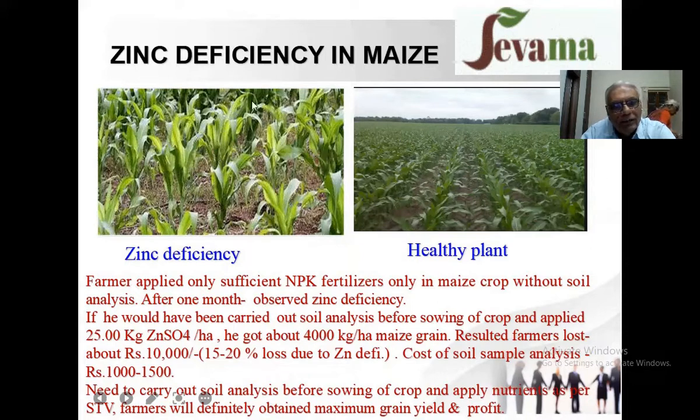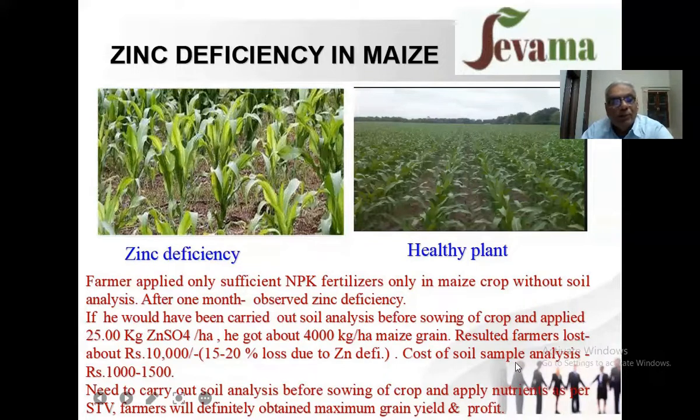Here the farmer has not carried out the soil analysis, and he has found deficiency a month after the sowing of the maize crops. The farmer applied only NPK fertilizer in maize crop without soil analysis, as per the recommended dose of the fertilizer. After 1 month, that farmer observed the zinc deficiency. If he had carried out soil analysis before sowing of the crop and applied 25 kg zinc sulfate per hectare, he would have got about 4,000 kg maize grain. As a result, the farmer lost about 15 to 20% due to zinc deficiency.